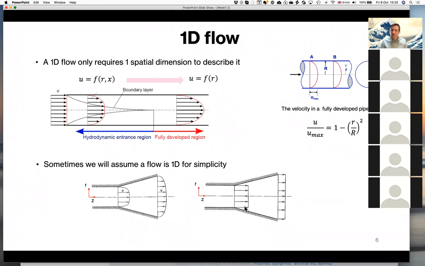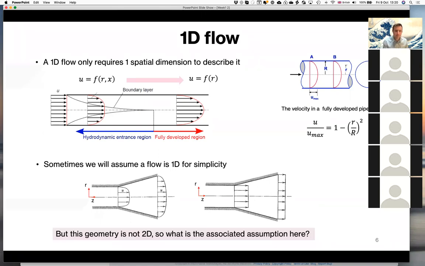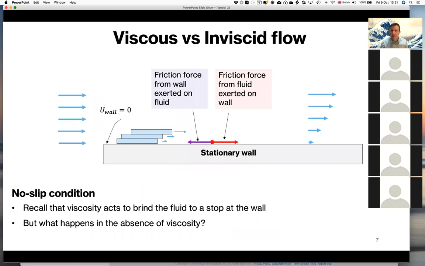But you can see that we've effectively assumed there's no variation at the wall. And this is going to be the foundation for the Bernoulli equations that you're going to be introduced to in part two. So there's an associated assumption here, and this is going to be covered in your Bernoulli equations. Effectively, in this case, you have to make the assumption that the flow is inviscid.